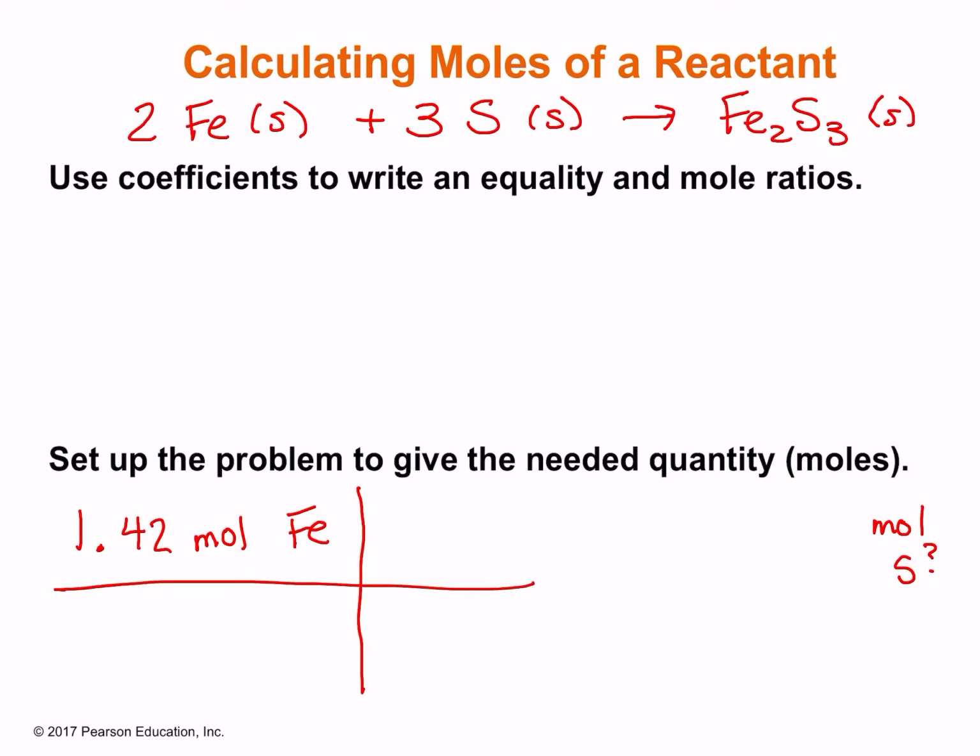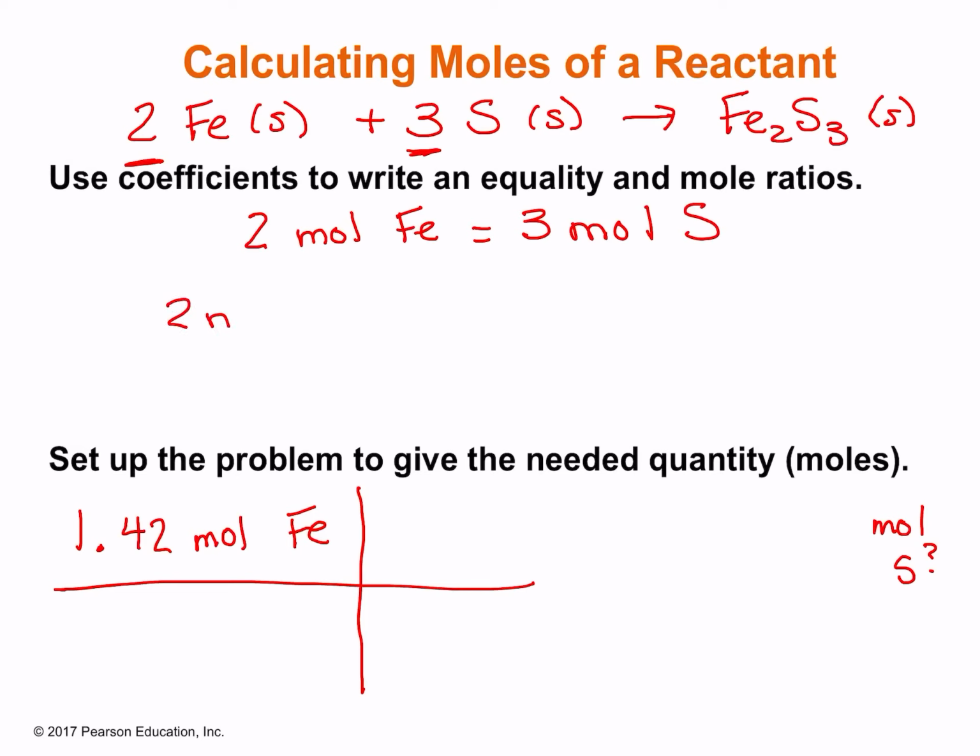We need to find a way to get from moles of iron to moles of sulfur. If we look at these coefficients, we can see that for every 2 moles of iron, it will react with 3 moles of sulfur. So we can write 2 different conversion factors, 2 different mole ratios for this.